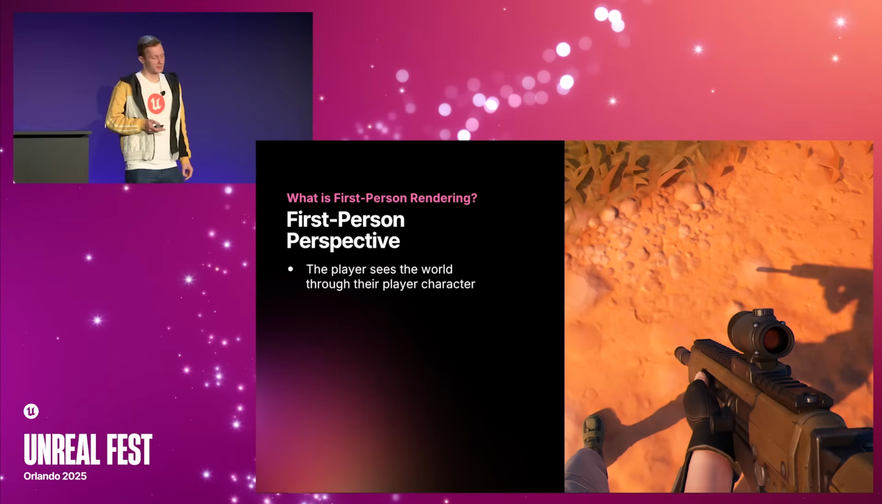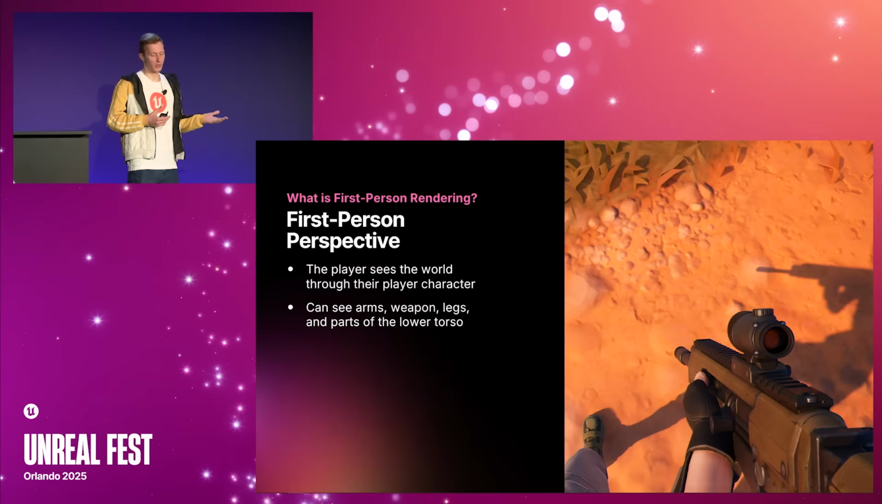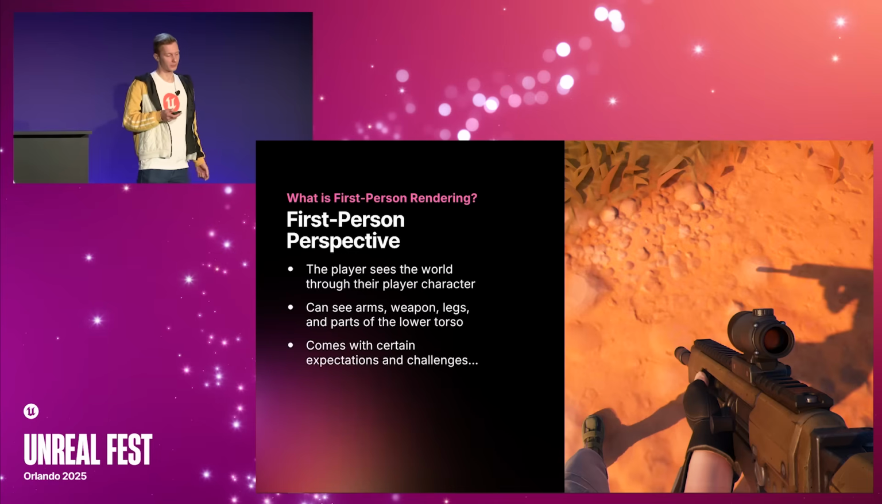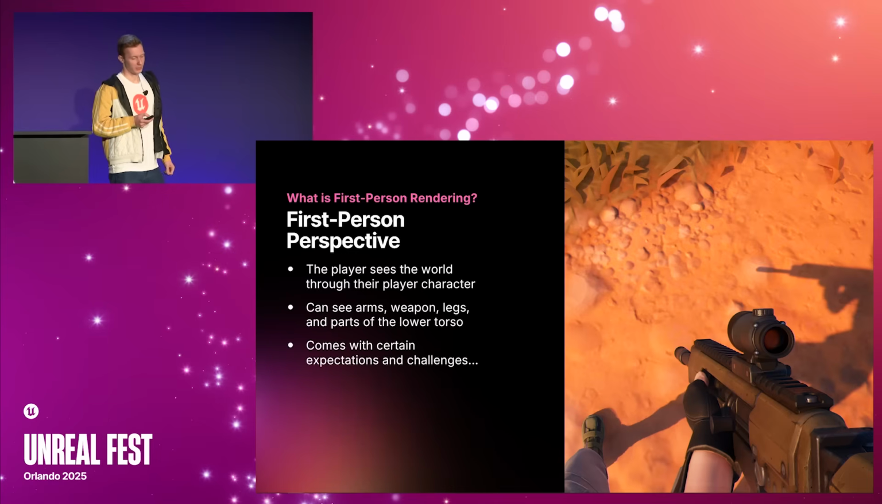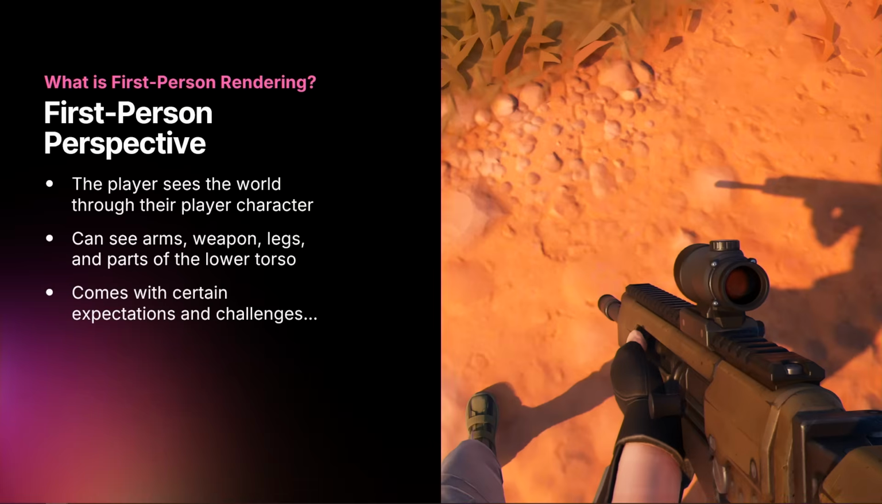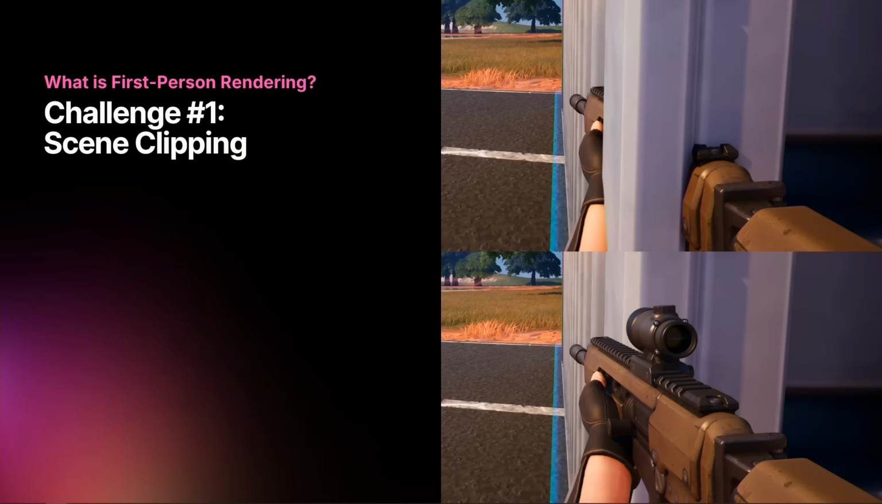So the idea is that we have a first-person perspective. And that means the player sees the world through the eyes of their player character, which means that they can see their own arms, the weapon that they're holding, and when they're looking down, legs and parts of the lower torso. And all of this comes with certain expectations and challenges. So let's dive into that.